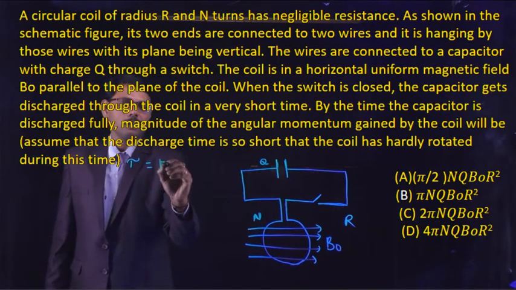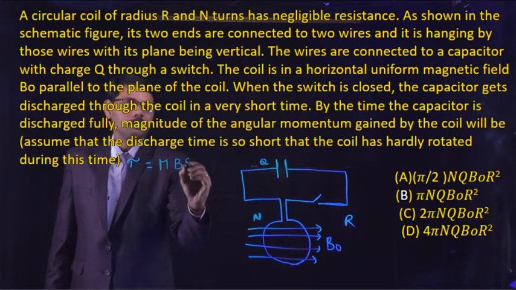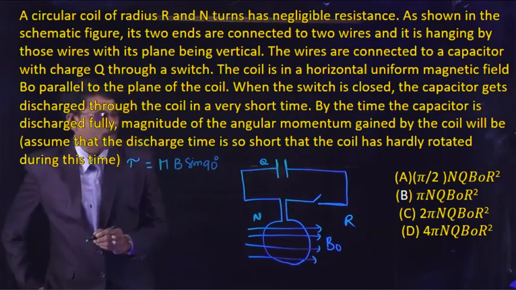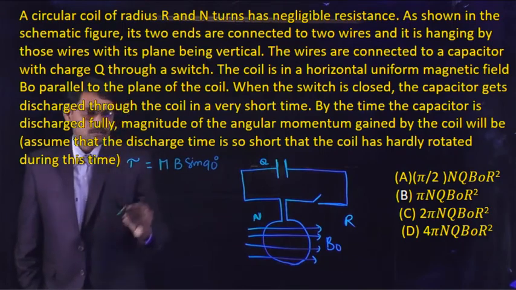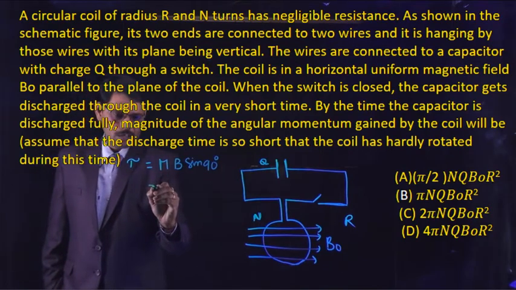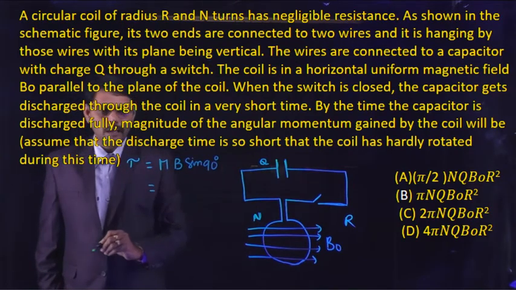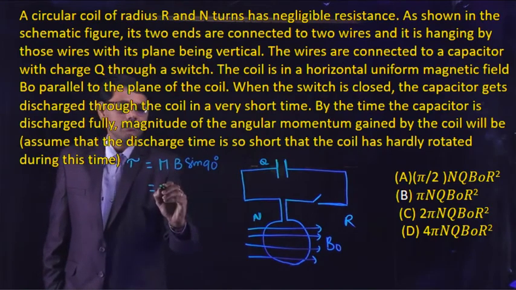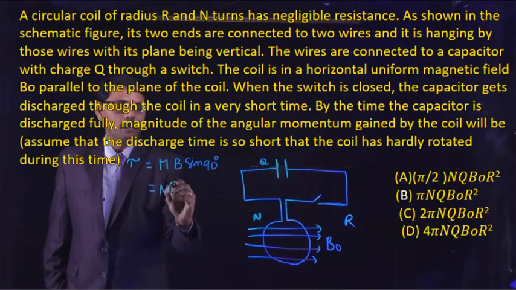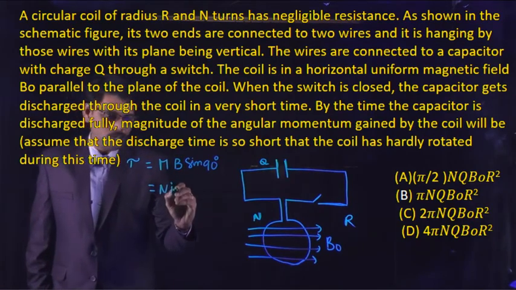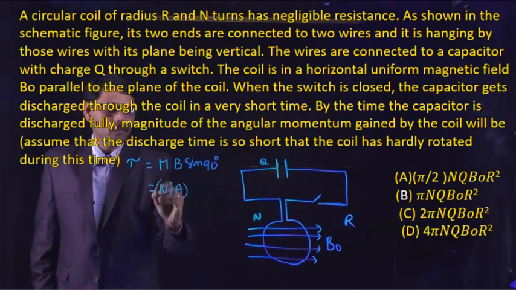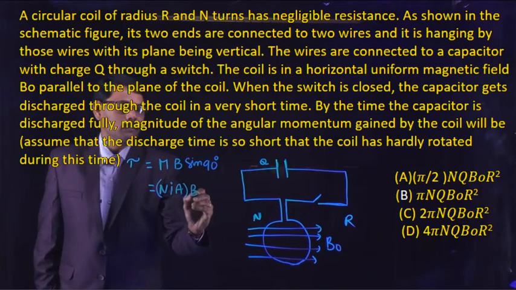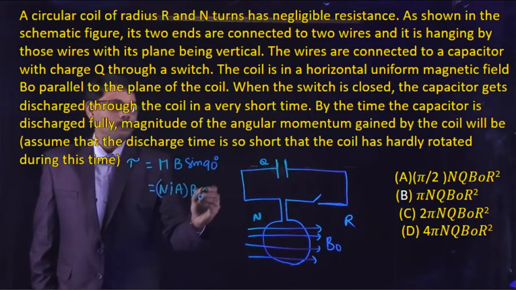Then the magnitude of torque is equal to mB sin 90. Theta is 90 degrees between m bar, the magnetic dipole moment vector, and the magnetic field vector. So here tau is equal to mB sin 90. The value of m is NIA, the magnetic dipole moment of a current carrying coil. N is the number of turns, I is the current passing through it, A is the area of cross section. The magnetic field is given by B naught, and sin 90 is 1.